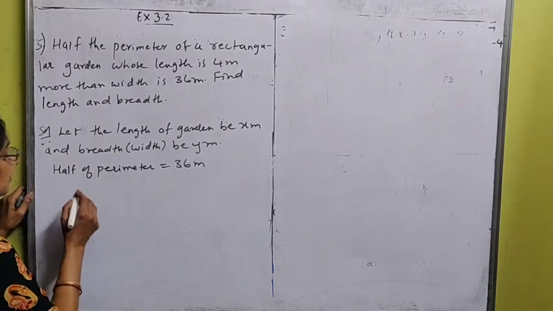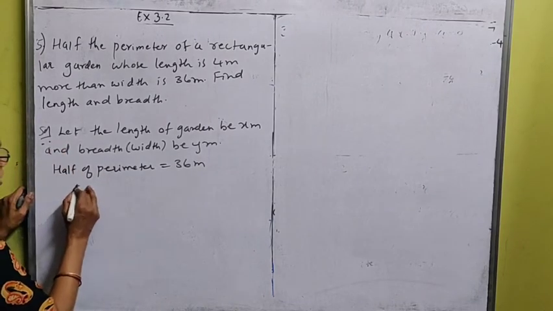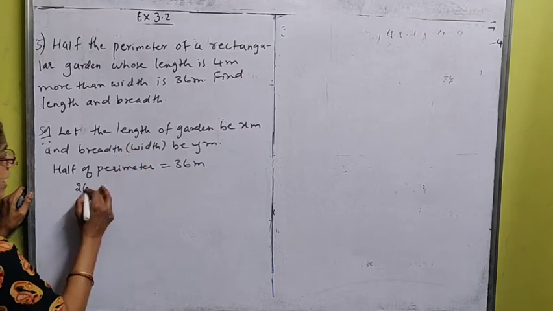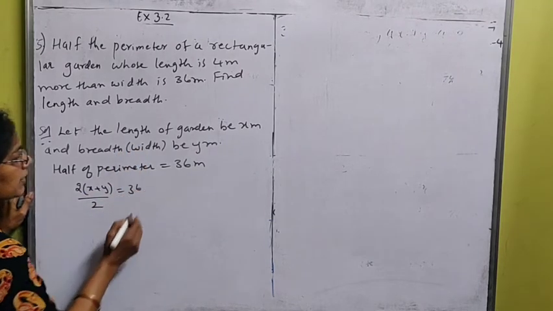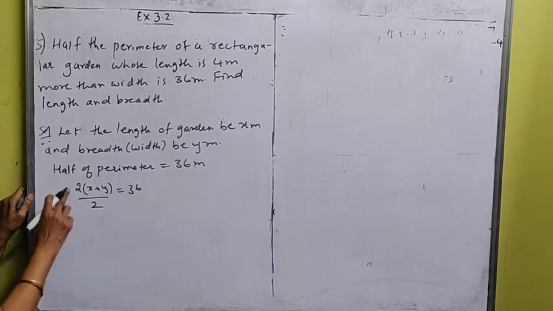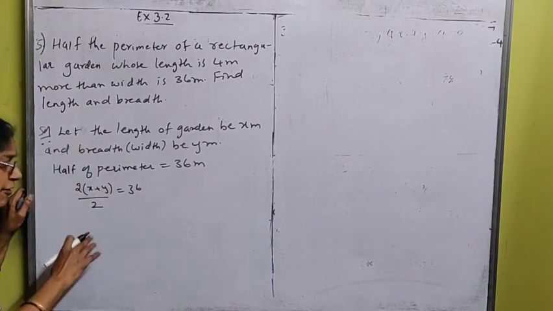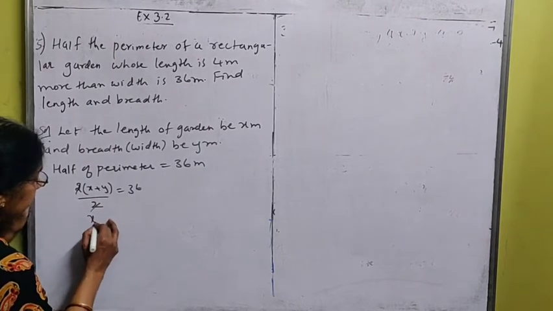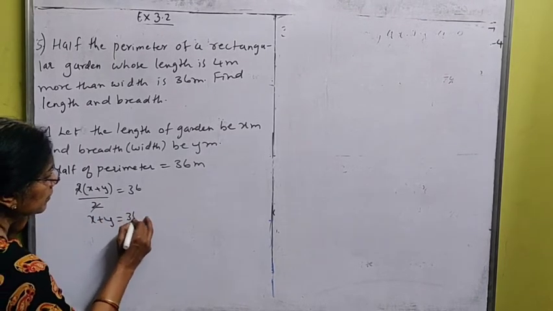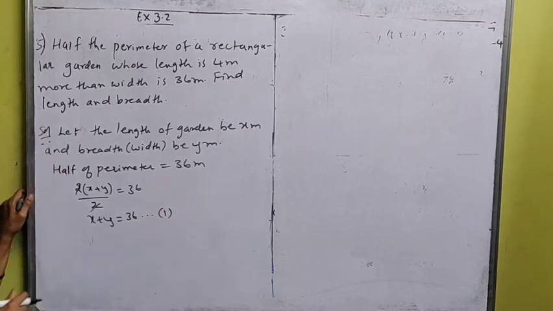Half the perimeter means what? What is perimeter? 2 into x plus y, divided by 2 is equal to 36. Half of the perimeter. Perimeter is 2 into x plus y, half of it. So 2 and 2 cancel. So you will get x plus y is equal to 36. This is your equation number 1.